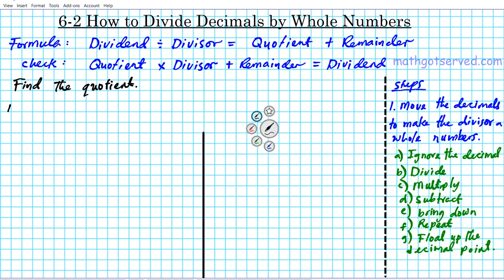Number one, what if we are to divide the decimal 5.76 by 3?